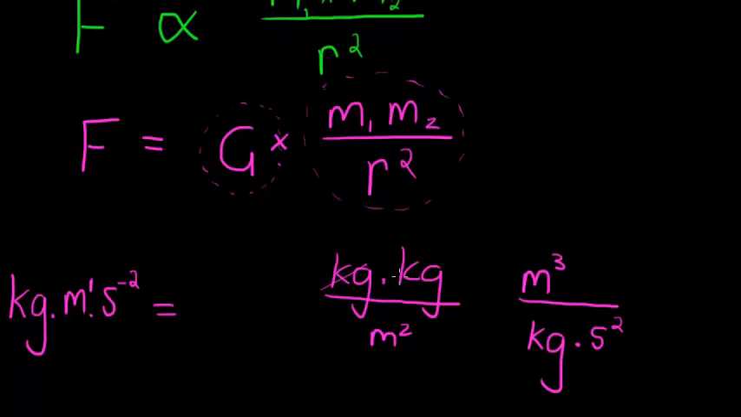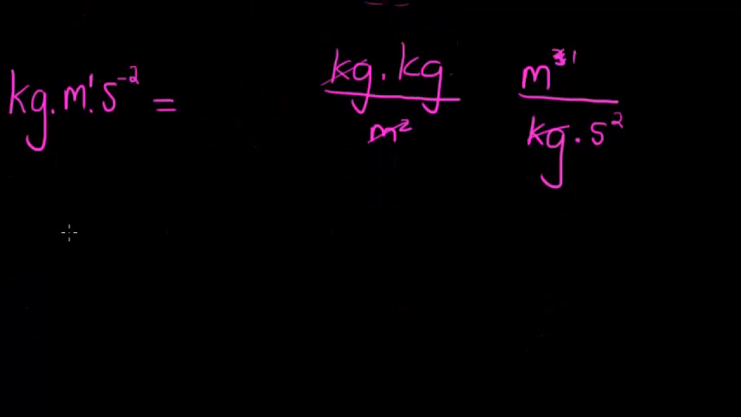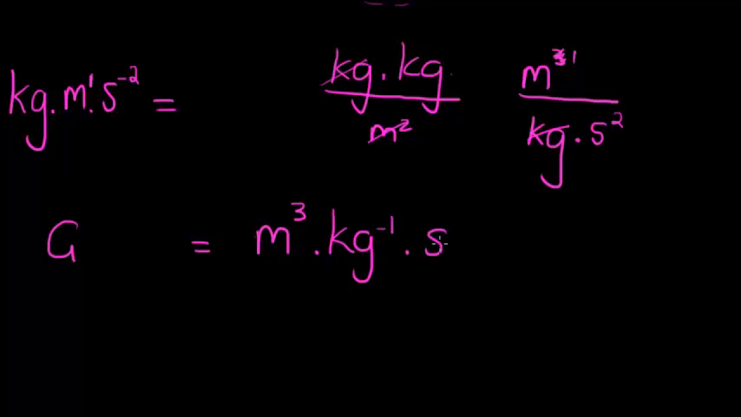Now, if I cancel that kilogram with that kilogram, and those two m's with two of those m's to be left with 1, I'll have kilogram meters per second squared left. That means the unit for G is equal to meters cubed times kilogram to the power of negative 1 times seconds to the power of negative 2. I hope you got that. If you didn't, go back a little bit and just make sure. But this is only the unit for G. We don't know the magnitude of G. In other words, it is a constant number.